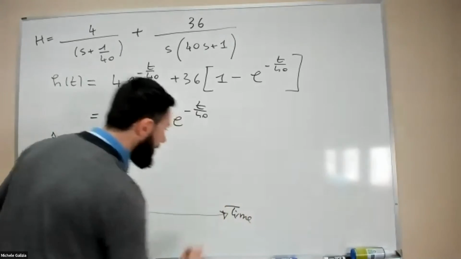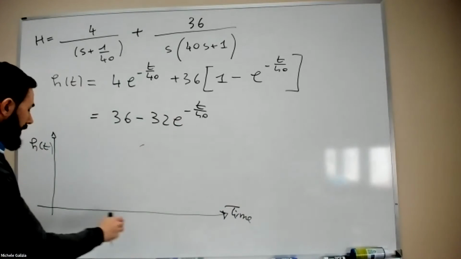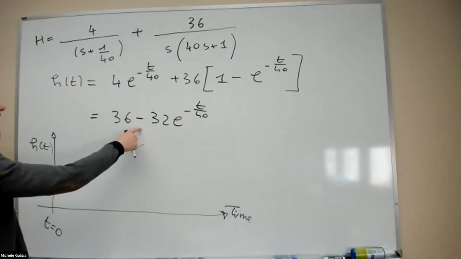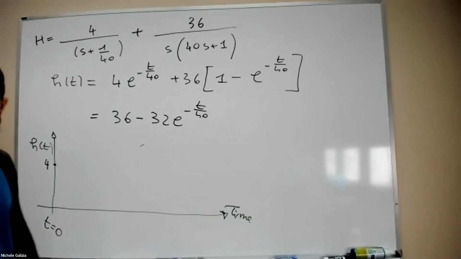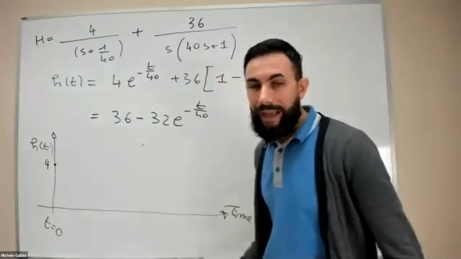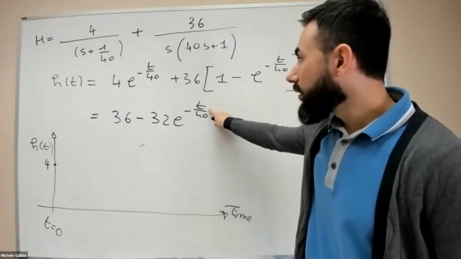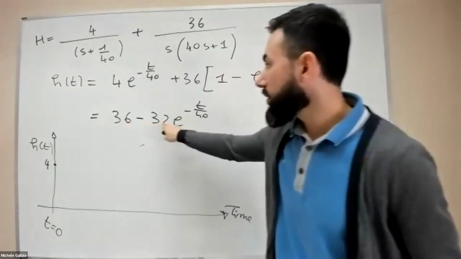Time in the x-axis, level H in the y-axis. If the time is 0, how much is the level? 4. 4, which is exactly the initial value that we mentioned before. When t goes to 0, this exponential goes to 1. 36 minus 32 is 4.